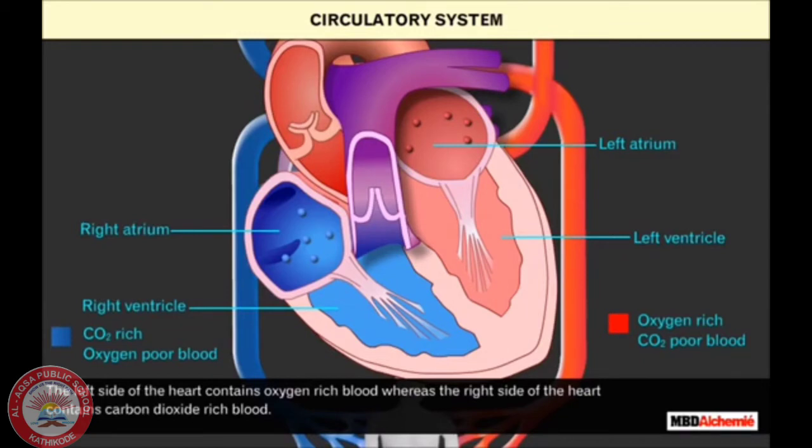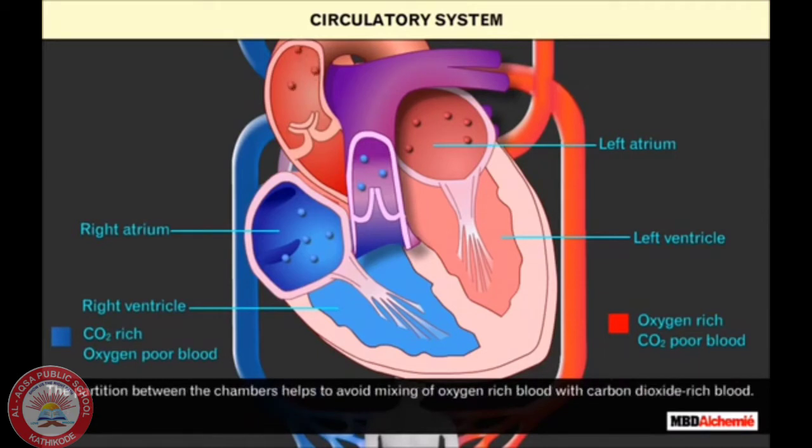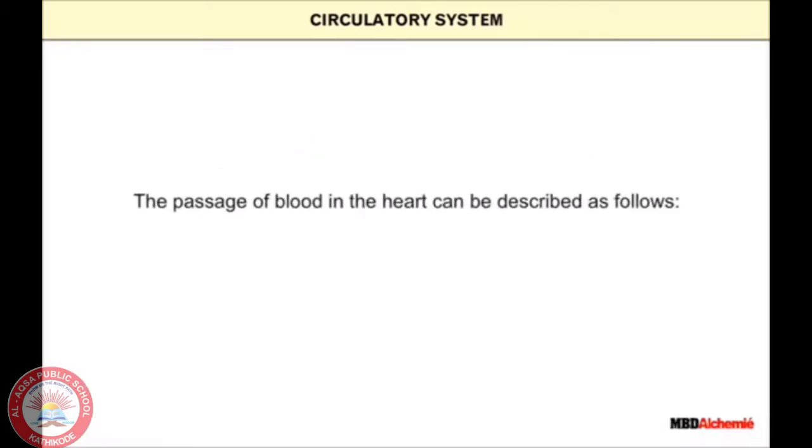The left side of the heart contains oxygen-rich blood, whereas the right side of the heart contains carbon dioxide-rich blood. Partition between the chambers helps to avoid mixing of oxygen-rich blood with carbon dioxide-rich blood. Let us now see the passage of blood through the heart.